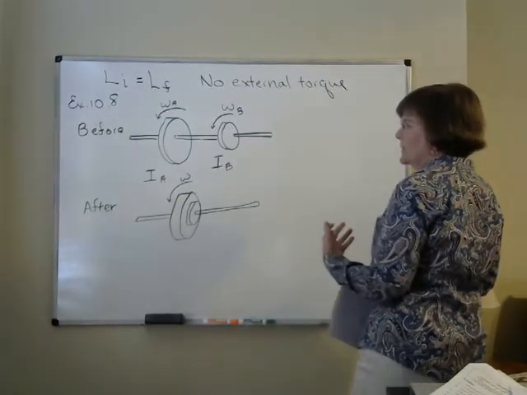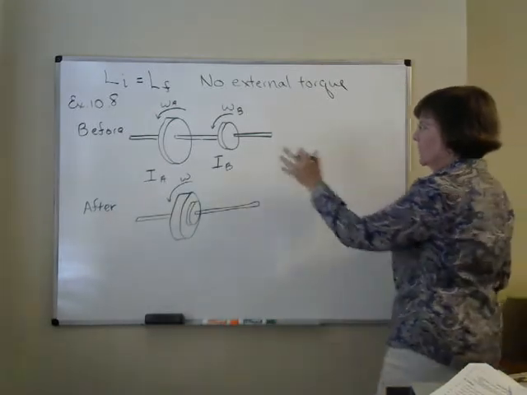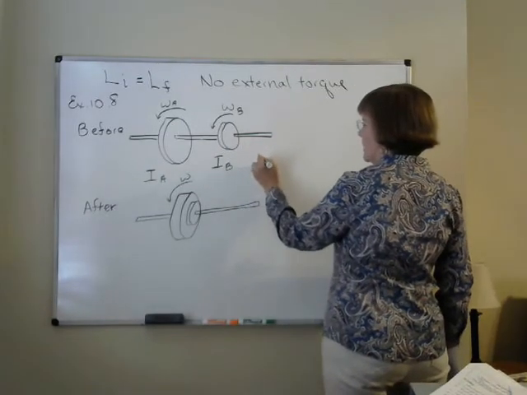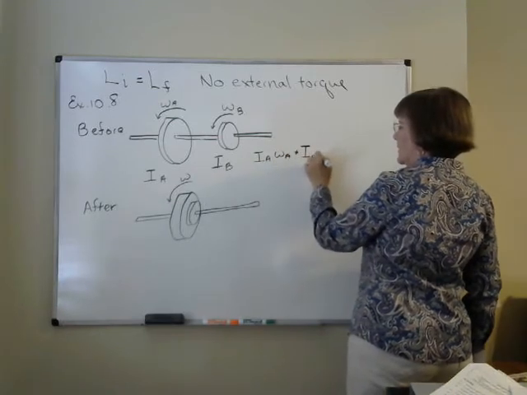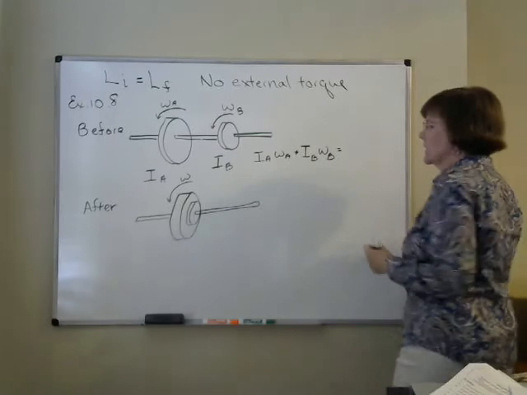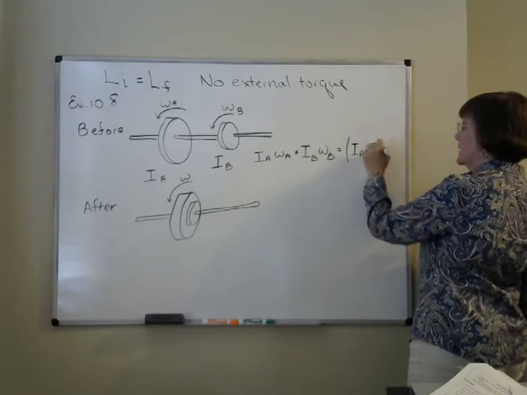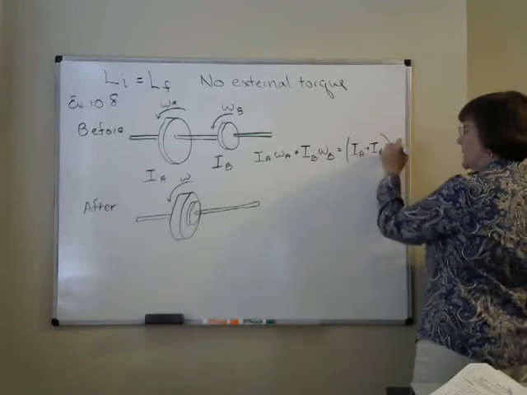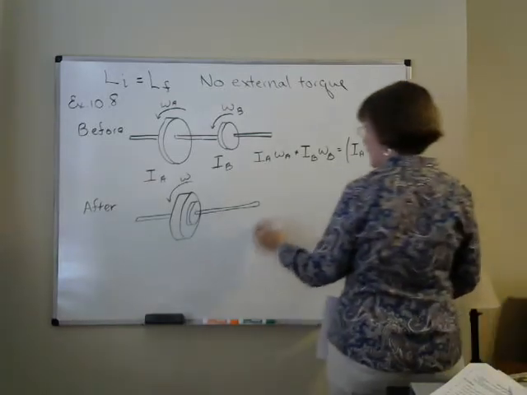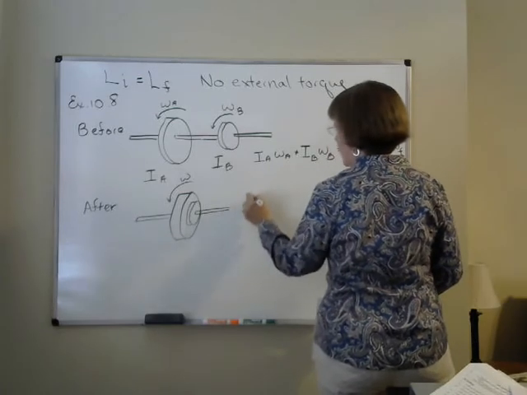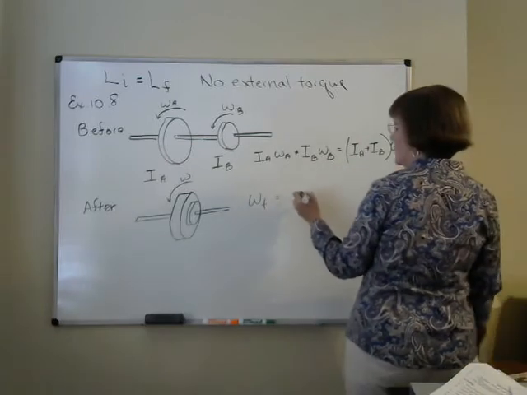If we think in terms of this, we don't have any numbers, but it wouldn't be hard to do with numbers. We just know that before we had I_A omega_A plus I_B omega_B, and afterwards they've stuck together, so we have (I_A plus I_B) omega final. So if I want to solve for omega final, for the sake of having a little more room to write, omega final is simply going to be, what was the total angular momentum before?